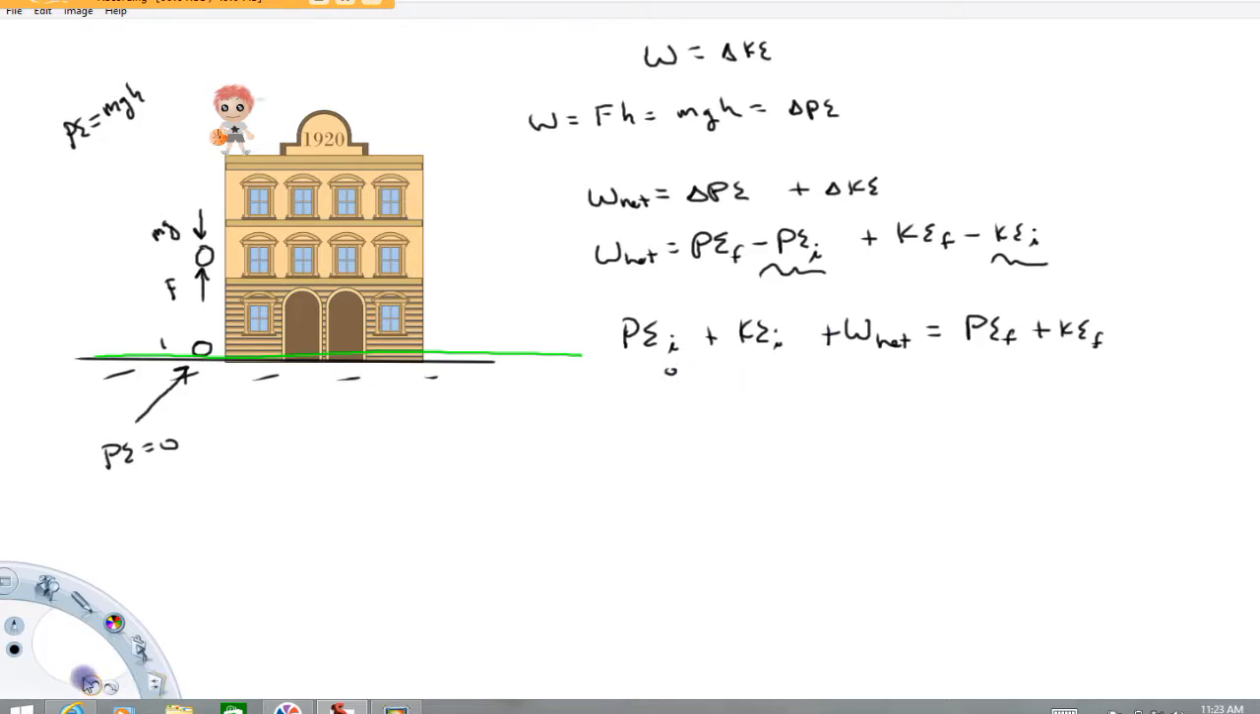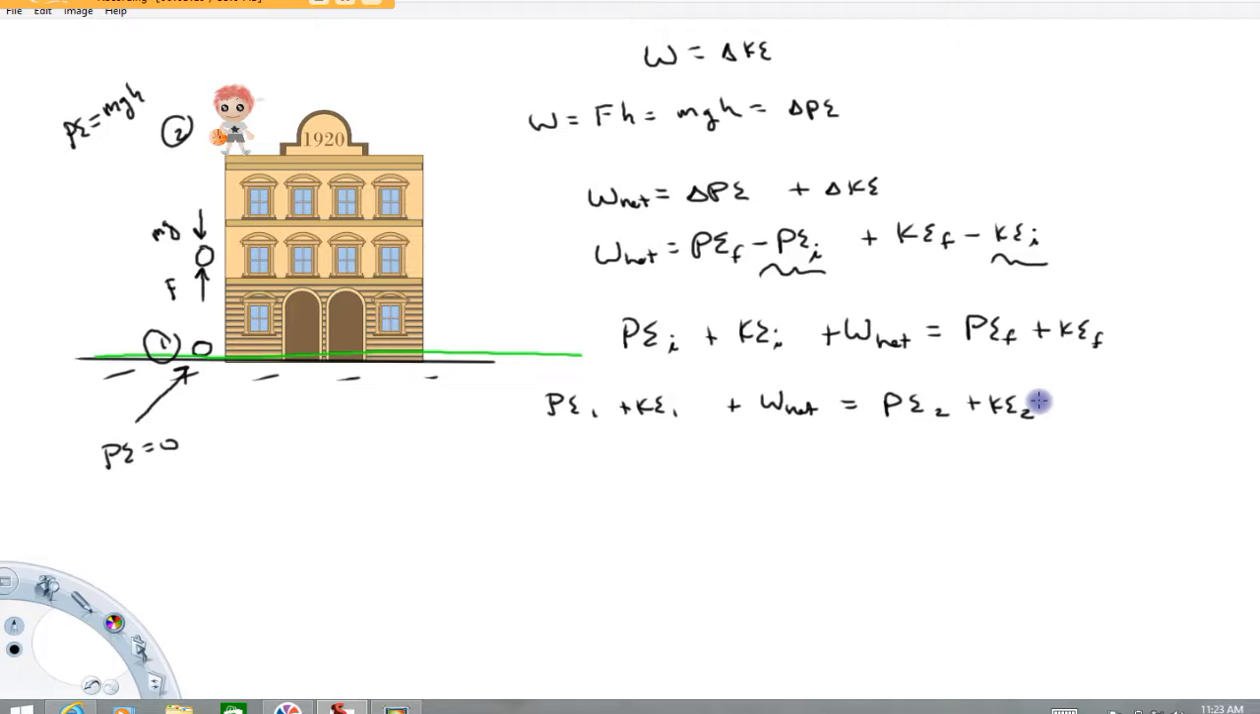And usually when I write this equation in most of my courses, rather than saying initial and final, I like to attach numbers to the states. So in this example, if this were state 1, this I would call state 2. And I would typically write this equation like this: PE1 plus KE1 plus net work done on the system is equal to PE2 plus KE2.